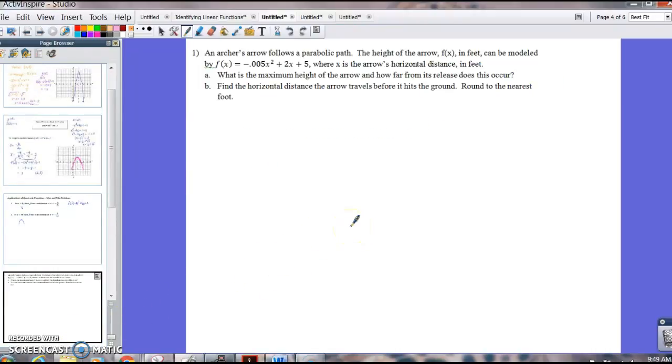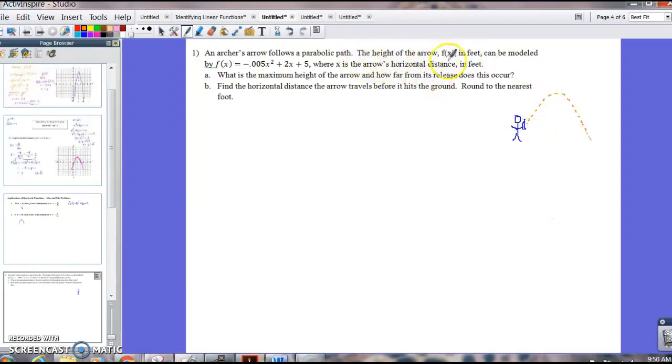The first example here is talking about an archer. Okay, so an archer's arrow follows a parabolic path. So think about here, and you all know that I can't draw, so here's my little archer dude. Here's his little bow and arrow, right? I can't even draw a bow and arrow, but I think you guys get the general idea. So here's his little bow, and he launches his arrow. So it goes up like this, and then it comes back down, okay? So that is the parabolic path that they're talking about.